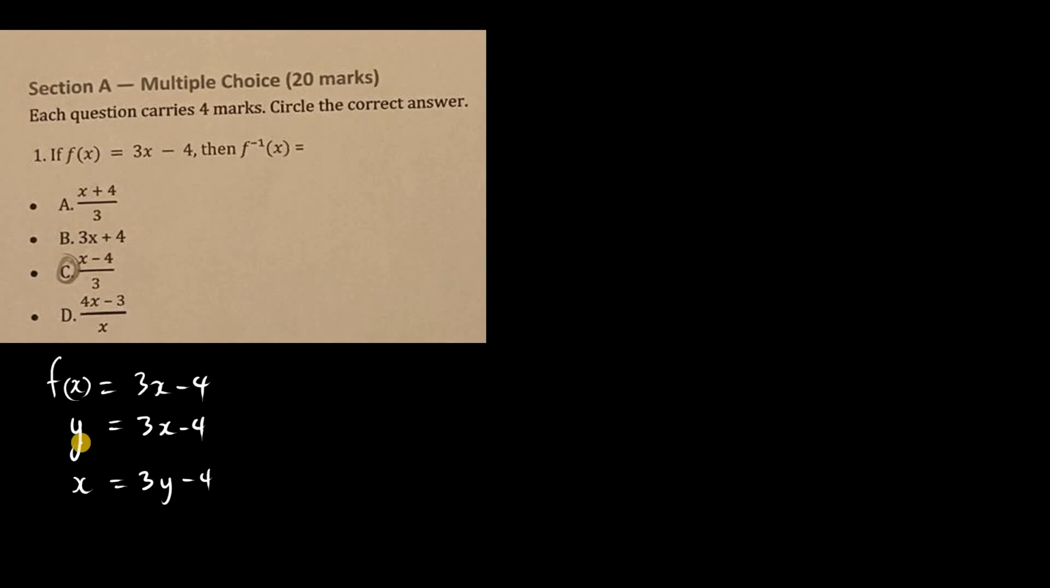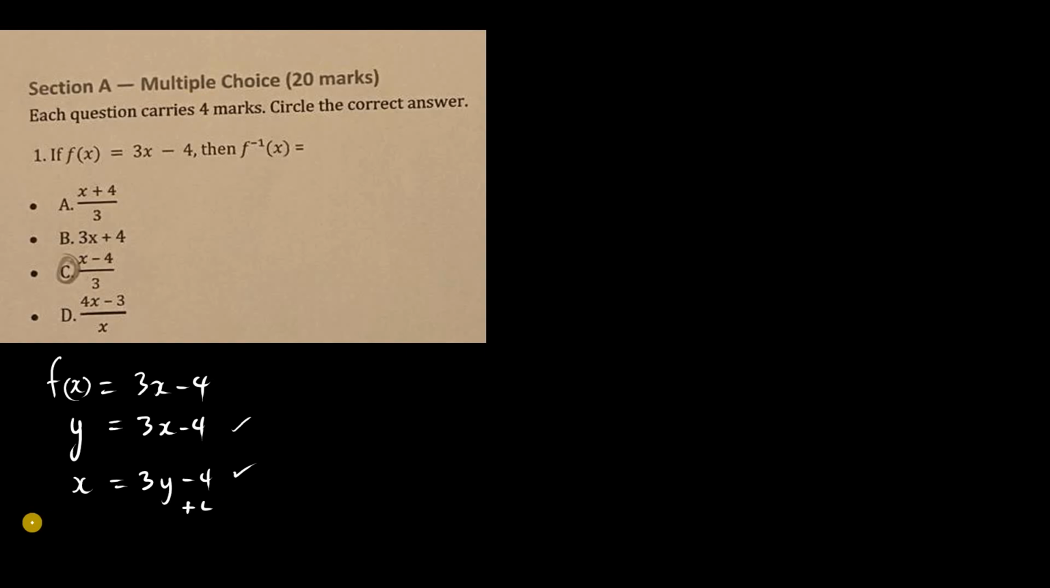Step 2, interchange x and y. Wherever we see x, we put y. Wherever we see y, we put x. So we have done that. Step 1, step 2. Step 3 now is to isolate y. Before doing that, we want to isolate the y term. So that means we need to remove the minus 4. And after doing that, we remove the coefficient of y if it's not 1.